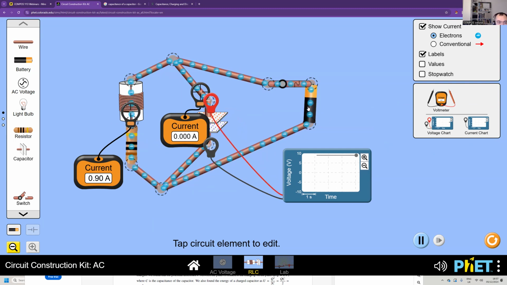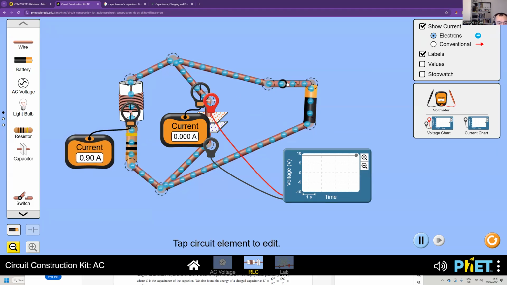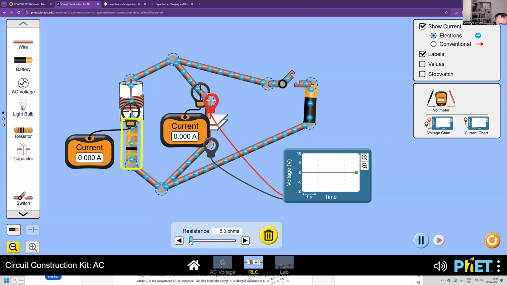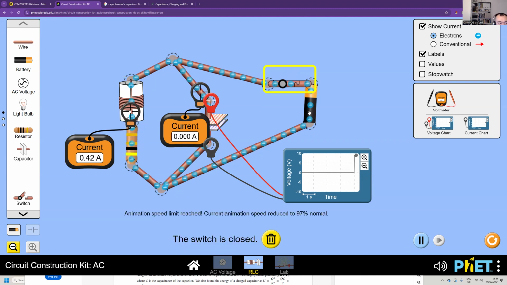So let's see what happens when we disconnect the switch. The capacitor starts to discharge through the inductor, but now there's friction. Now there's a resistor here. Oh, interesting. We need to increase capacitance. We need to reduce inductance, and we need to reduce resistance. Okay, let's try again.